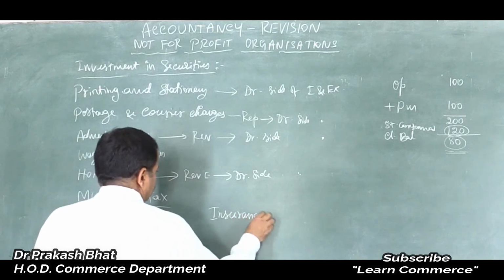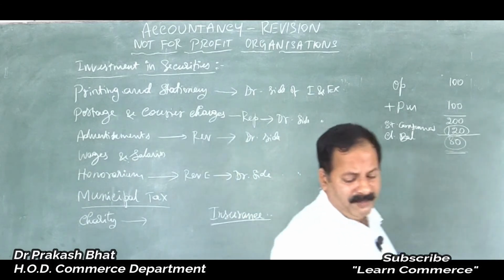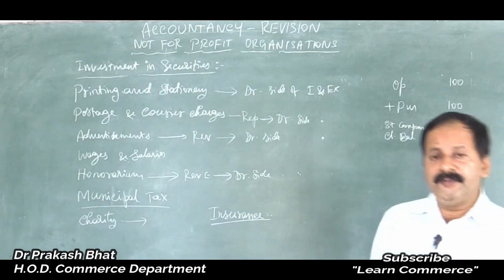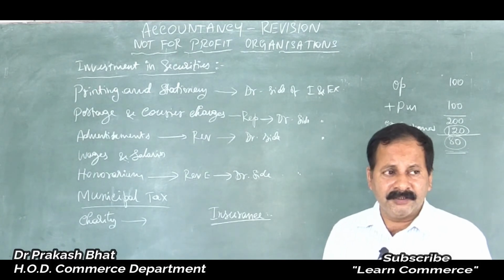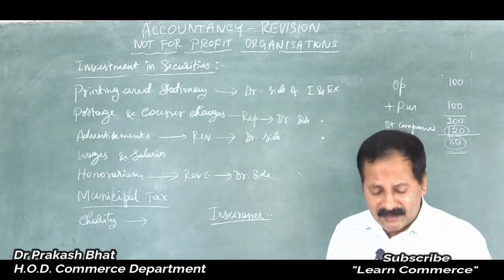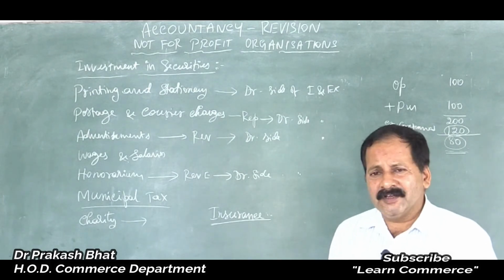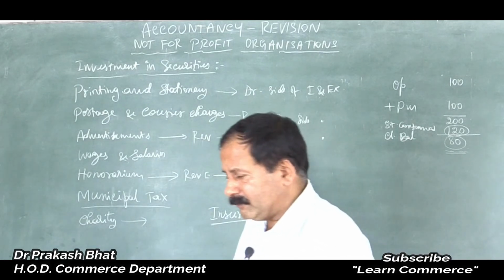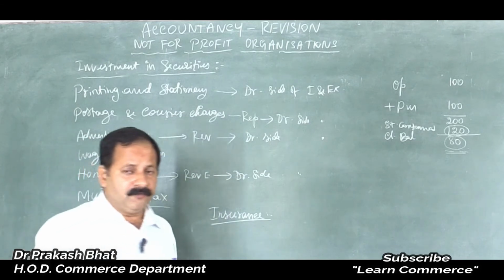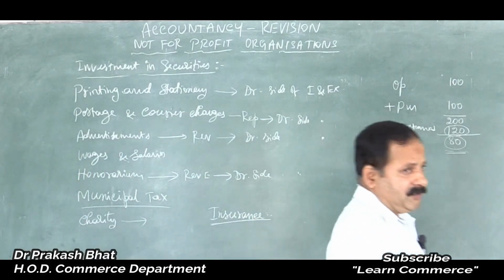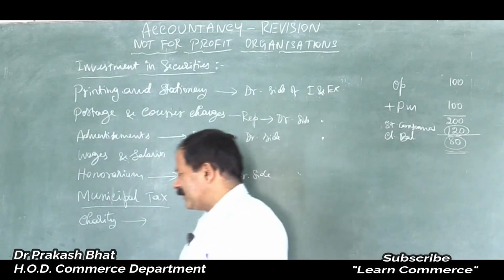Insurance. What do you mean by insurance? Insurance premium, isn't it? Premium paid for the insurance of the not-for-profit organization or their concern, or for any of the materials they are having. So again, it is an expense. Insurance will be paid maybe monthly, quarterly, bi-yearly, that is twice in a year, or a yearly premium. Such different options are there.